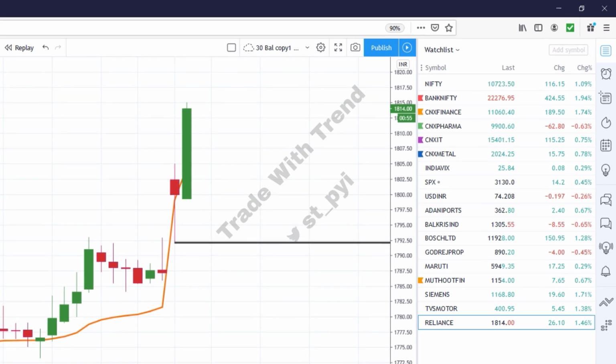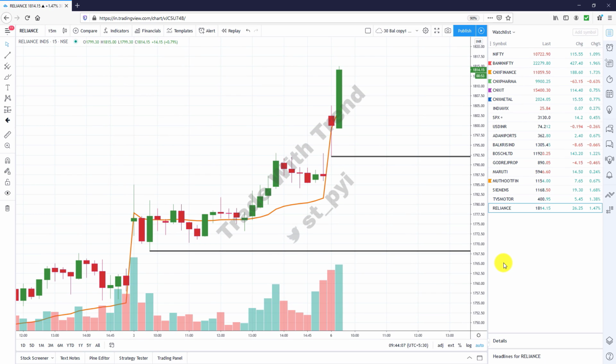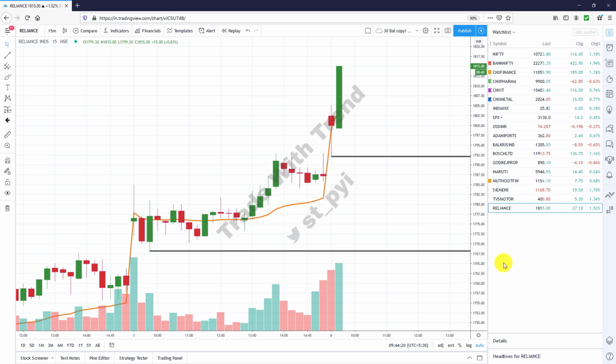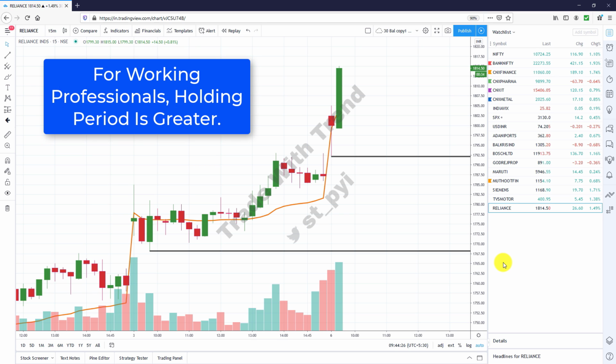Now this is, I think, 1790, 1792 level, and currently price here is already moving higher. This is fresh day's high for Reliance. It's at 1814 now. Based on how Reliance is structured, I think somewhere around 1840, even 1850 can show up today. And in this video, I'll just show you how opening range breakout can be used by both day traders and working professionals. As far as working professionals is concerned, you can use the same setup but have a much deeper stop loss in order to ride the trend over the next 3 to 4 sessions.